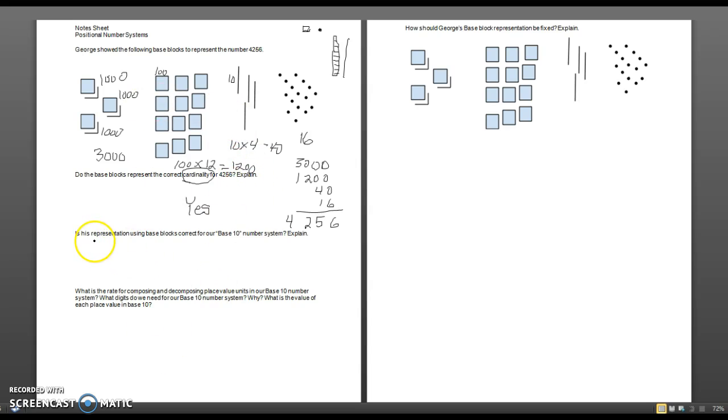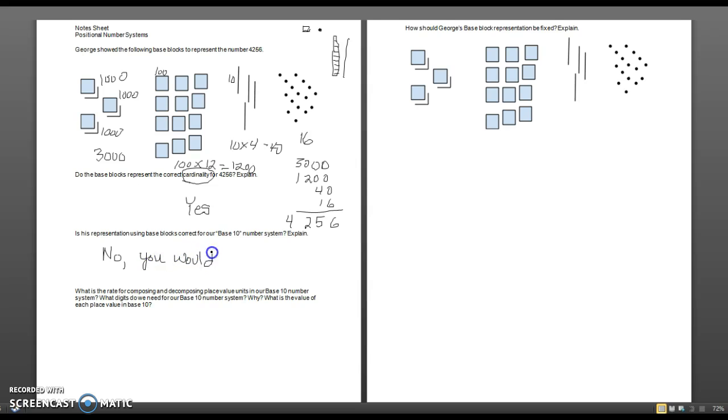All right, the next question is, is George's representation using base blocks correct for our base 10 number system? Hopefully you're answering that question in your head. No, it's not correct, because he is showing that we have 12 hundreds, and he's showing that we have 16 ones. In our base 10 number system, we do an exchange. We don't have more than 9 of any given base piece without doing an exchange. So our answer here is no.